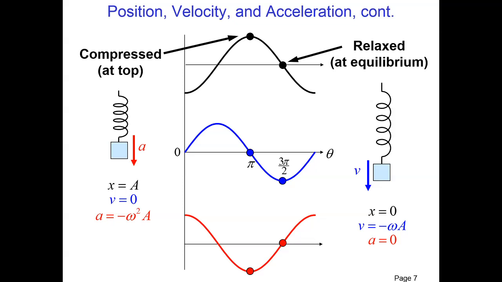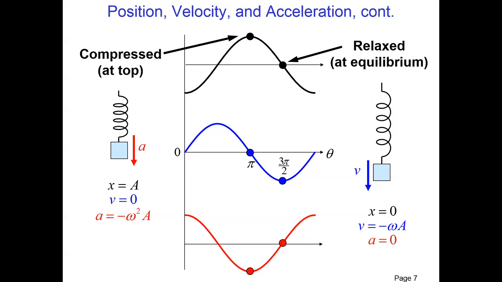We continue back to the center point, and now our position is zero. The velocity is negative and at a maximum, right? It's moving down now, so the velocity is negative, and the acceleration is zero again because there's no displacement and hence no force from the spring.